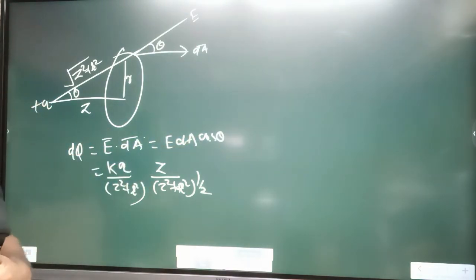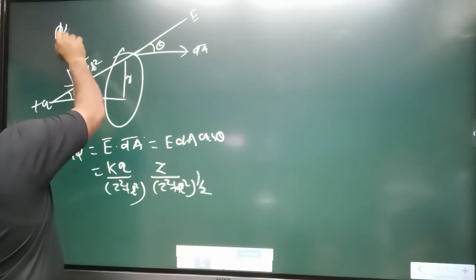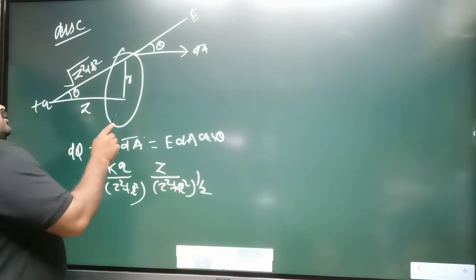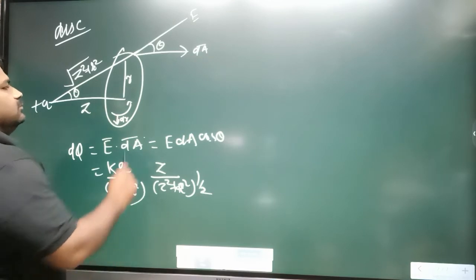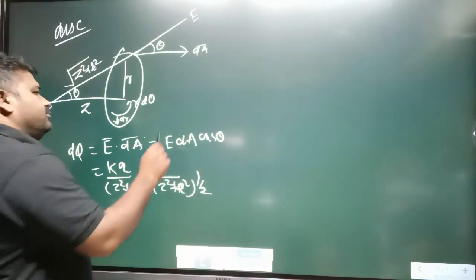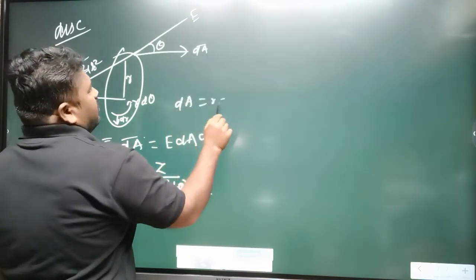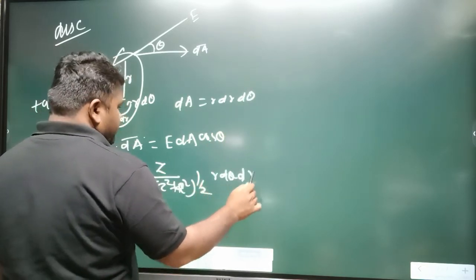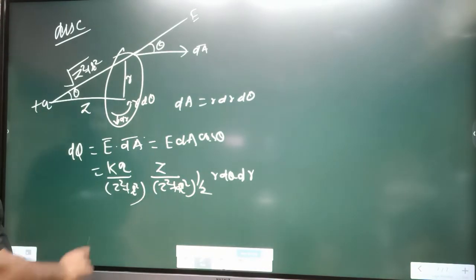Then what is the value of dA? Is the system 1D, 2D, or 3D? Disk, 2D. In the radial direction the length element is dr, and in the other direction the length element is r d theta. Means dA is equal to r dr d theta. Got it?